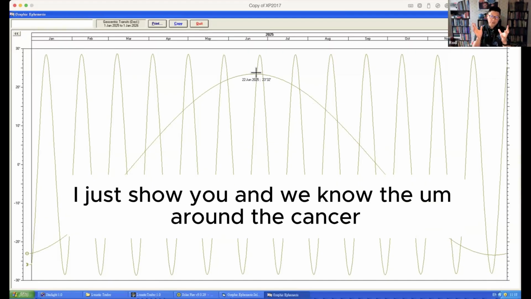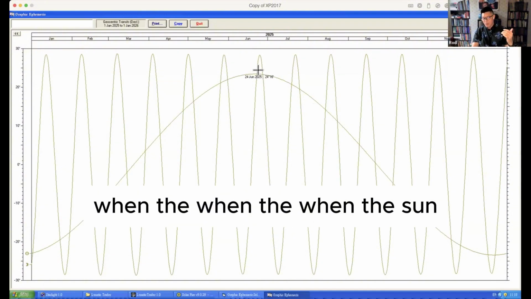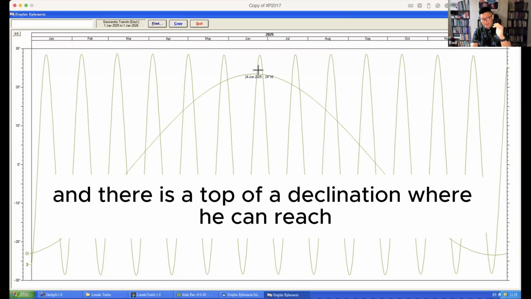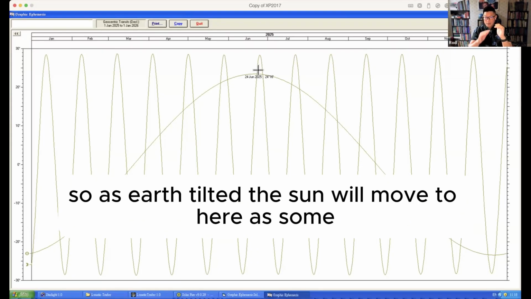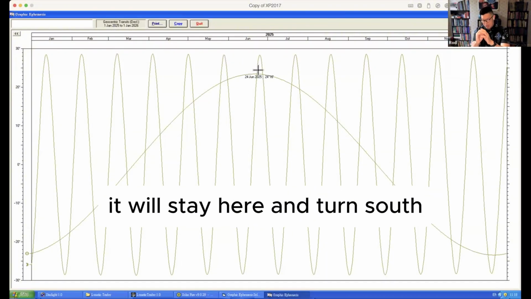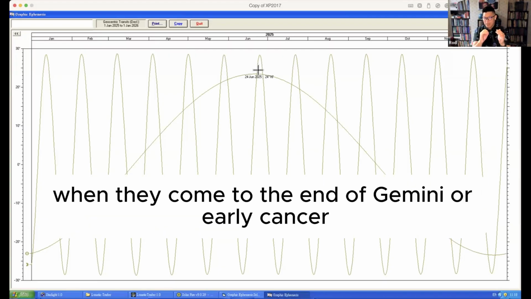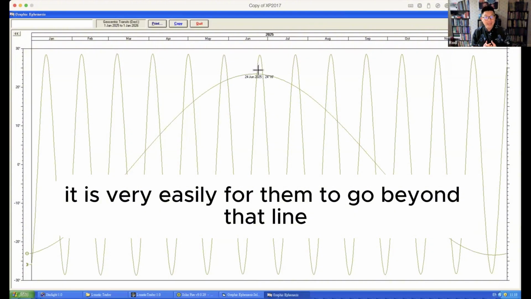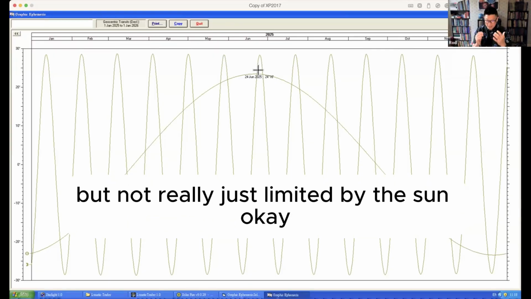As Earth is tilted, as I just showed you, when the Sun reaches Cancer, it is at the top of its orbit, the top of the declination where it can reach. So as Earth is tilted, the Sun will move to here. When the Sun comes to here, it will stay here and turn south. But the other planets, when they come to the end of Gemini or early Cancer, or the end of Sagittarius or Capricorn, it is very easy for them to go beyond that line, because we follow the Sun, but they are not really limited by the Sun.